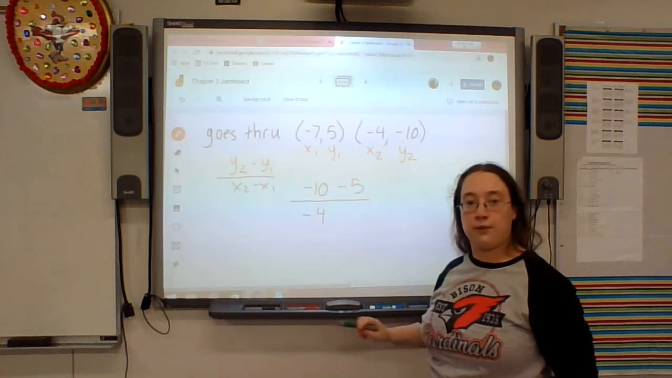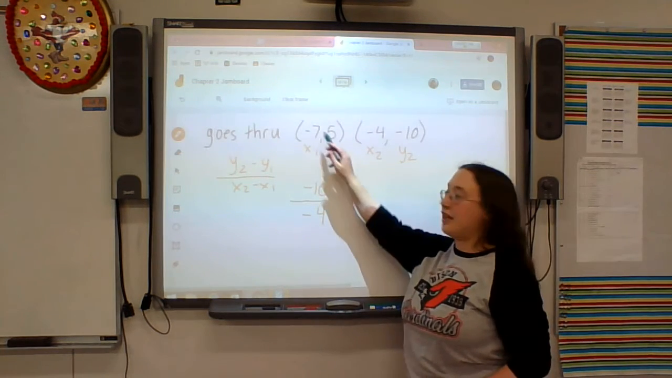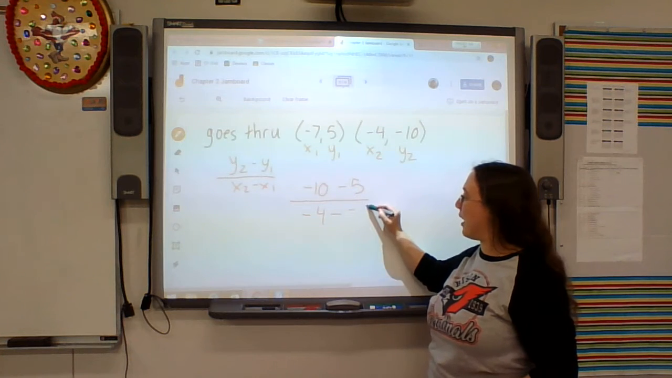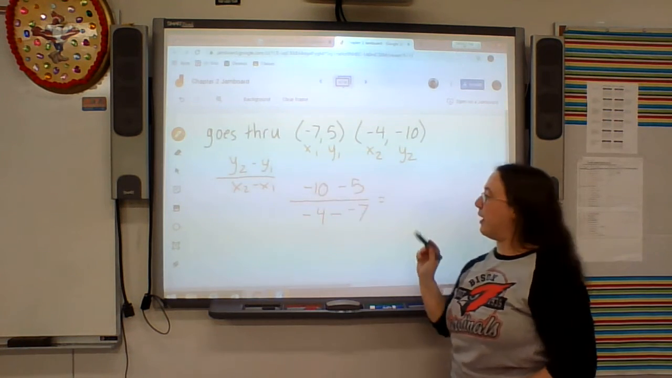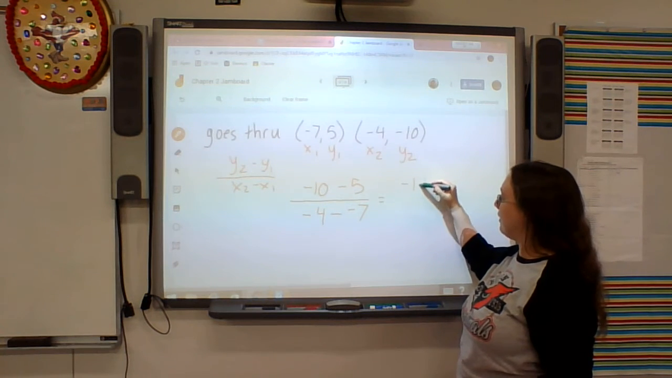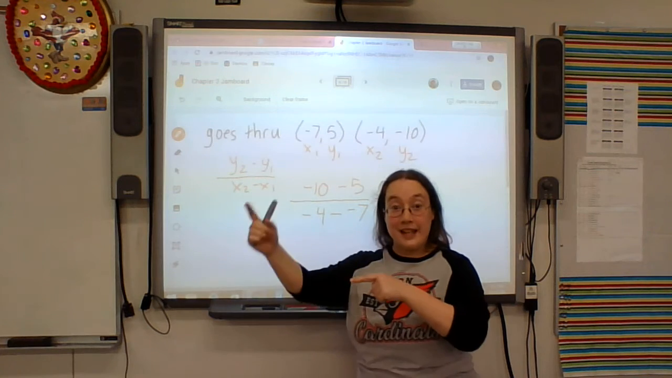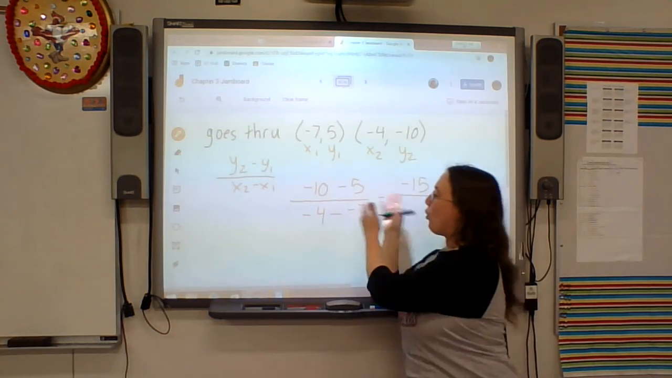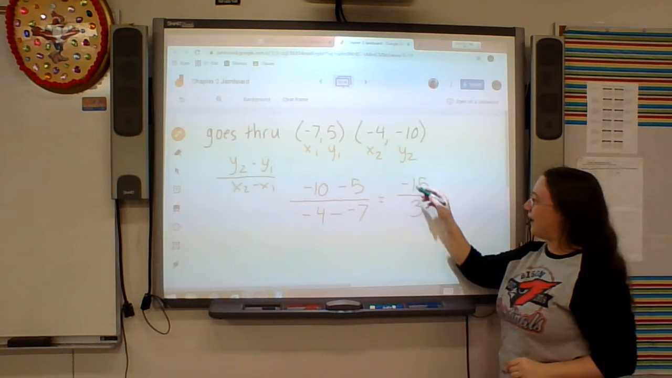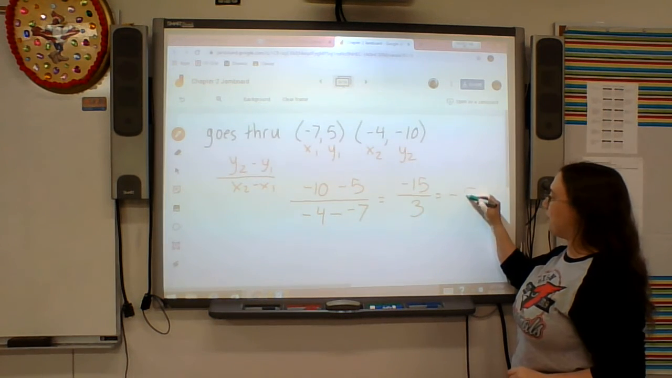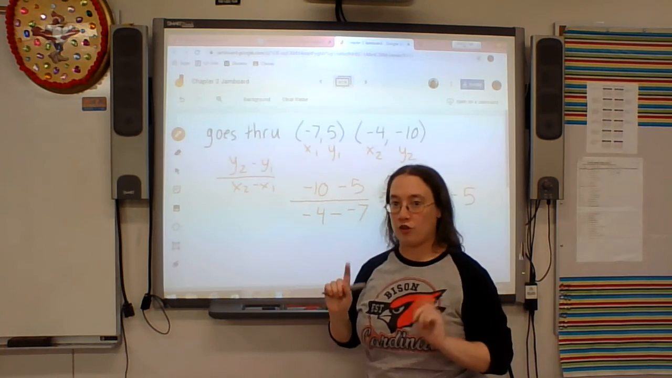And again, watch out for these minuses because they're part of our formula, and this negative goes with the 7. So we've got both of those. Negative 10 minus 5 is negative 15. Negative 4 minus a negative 7, so really negative 4 plus 7, is a positive 3. And that simplifies to a negative 5. Now watch out, we're not done, that's just our slope.